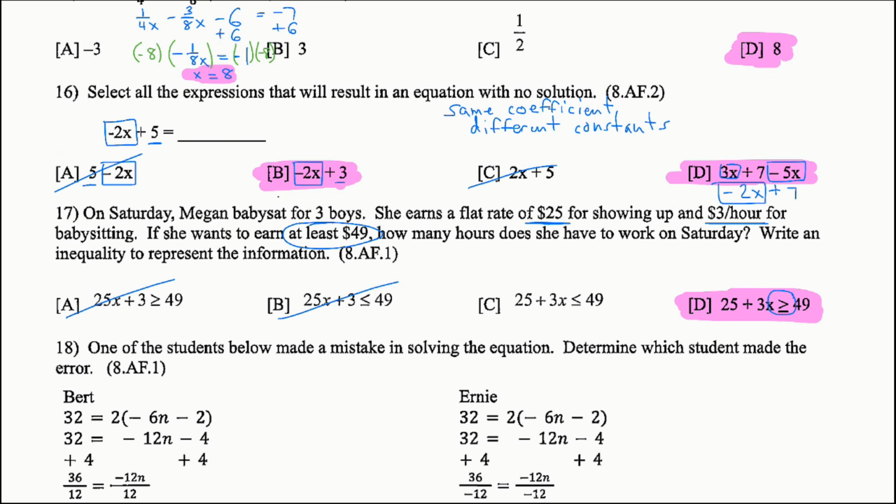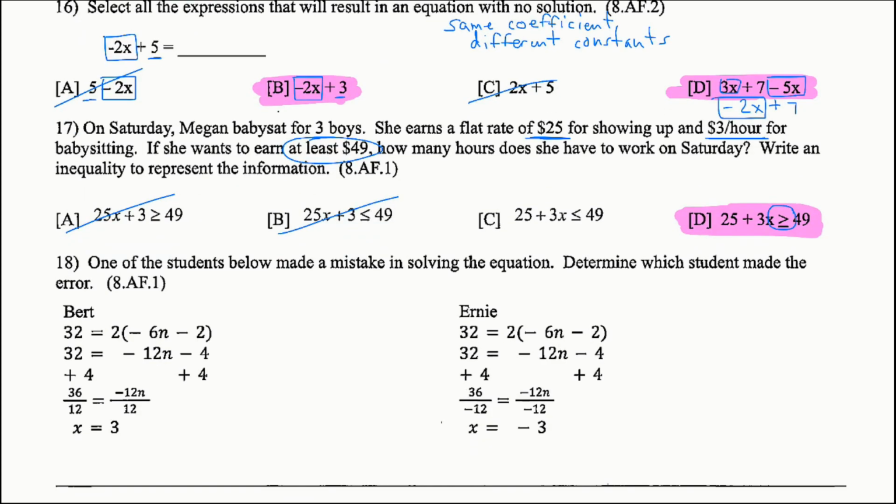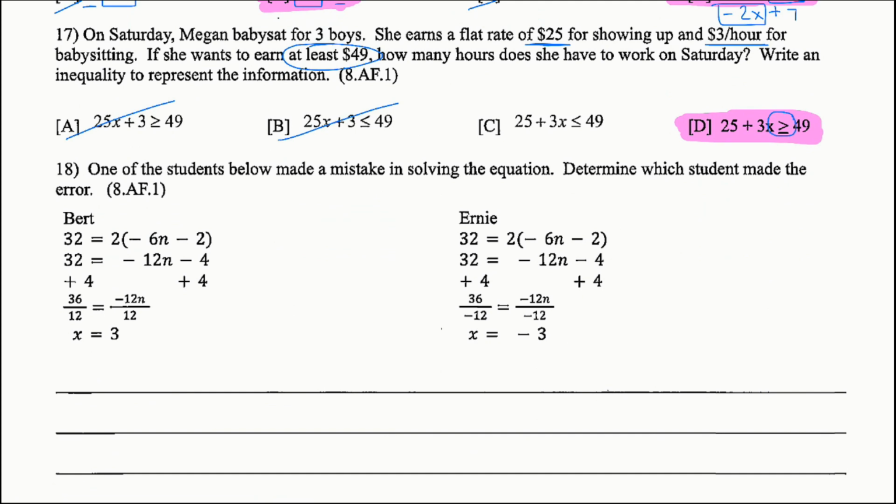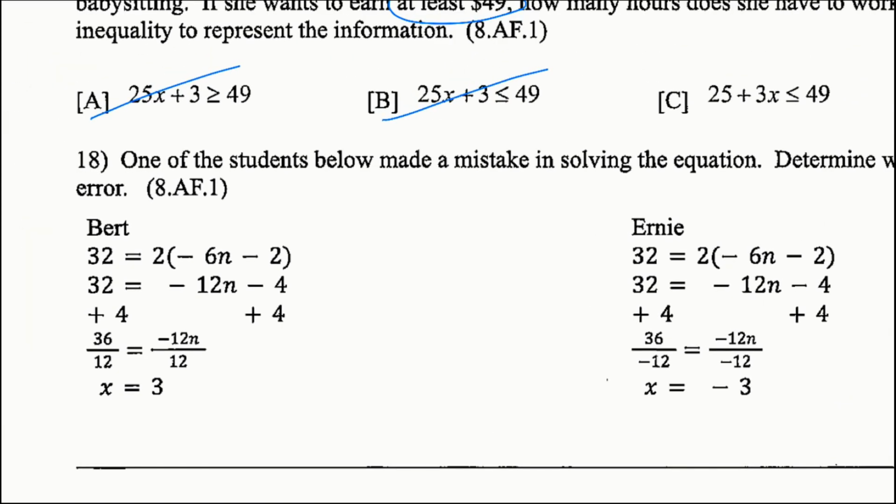Couple more here. Hope you're still with me if you're watching the videos. 18. One of the students below made a mistake in solving the equation. Determine which student made the error. Now, I'm going to find the error, but I'm not going to do the explaining just because it's going to eat more time. And I know you guys don't want to watch me fumble my way through this iPad. See what old Bert's up to.